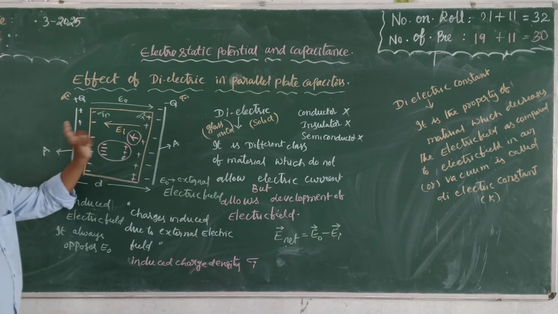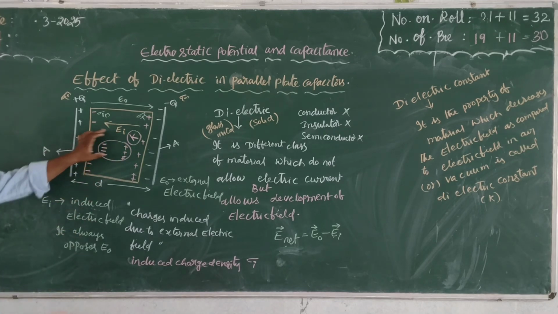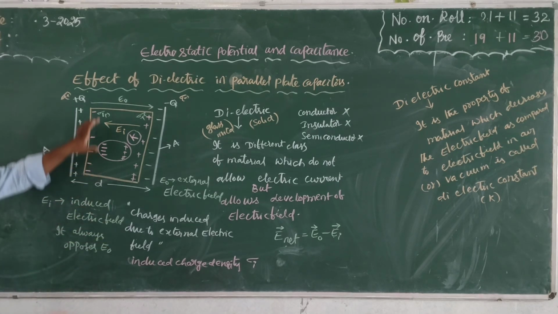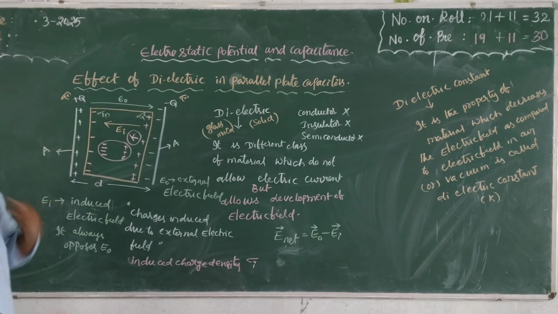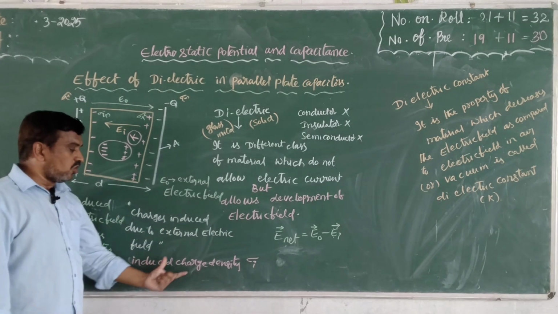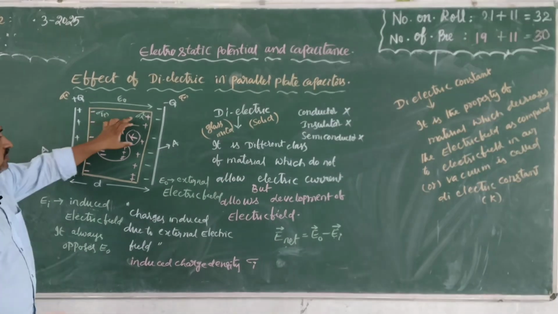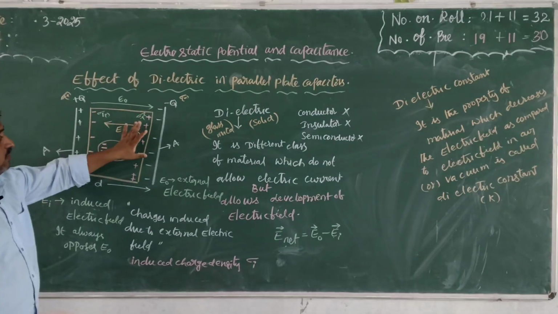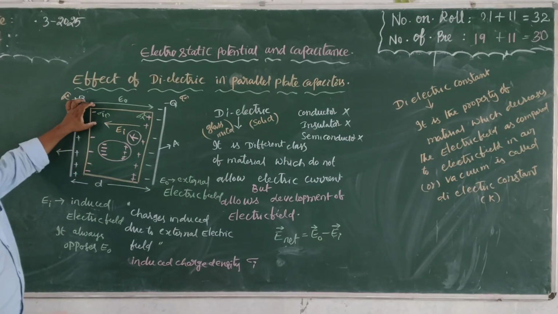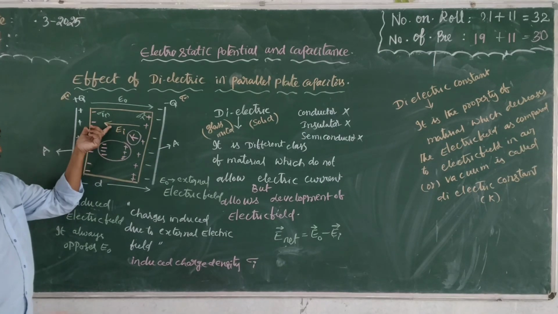That electric field we call the induced electric field. This EI is the induced electric field. It always opposes E naught, the external electric field. Charges are induced due to the external electric field. The induced charge density we write as sigma I, plus sigma I on one surface and minus sigma I on the other. The electric field is from plus to minus.